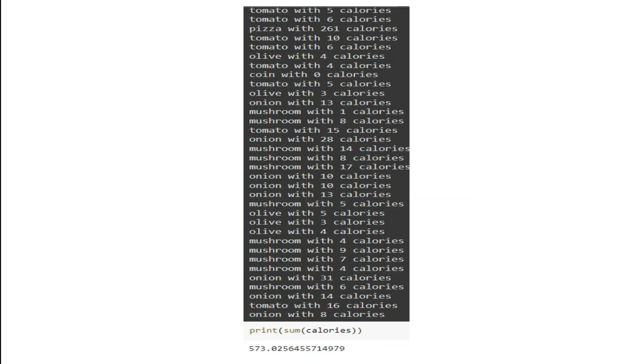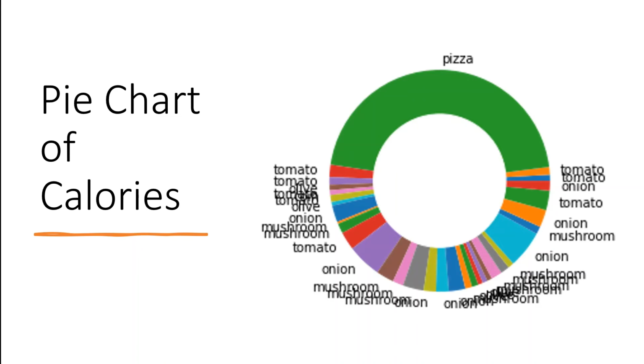According to the area, we are calculating the calories for each topping. We calculate the calories, and finally we add those to get the total calories. As you can see, we have got 573 point something. Yeah, next slide. Based on the calorie result that we have seen in the previous slide, we are plotting the pie chart of all the values, as you can see. Next slide.